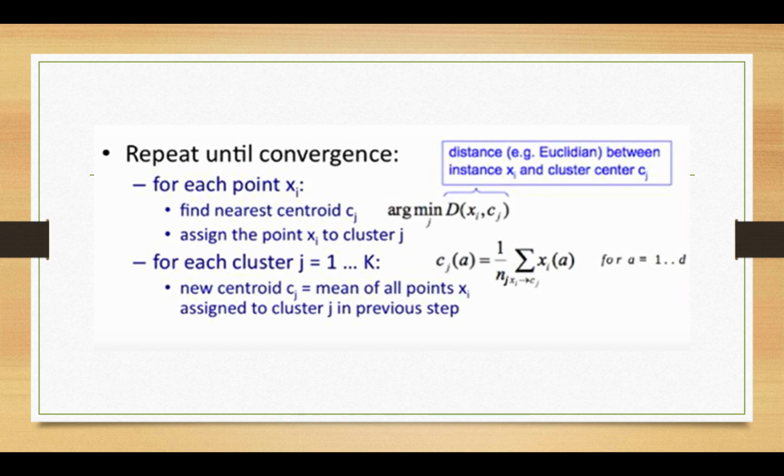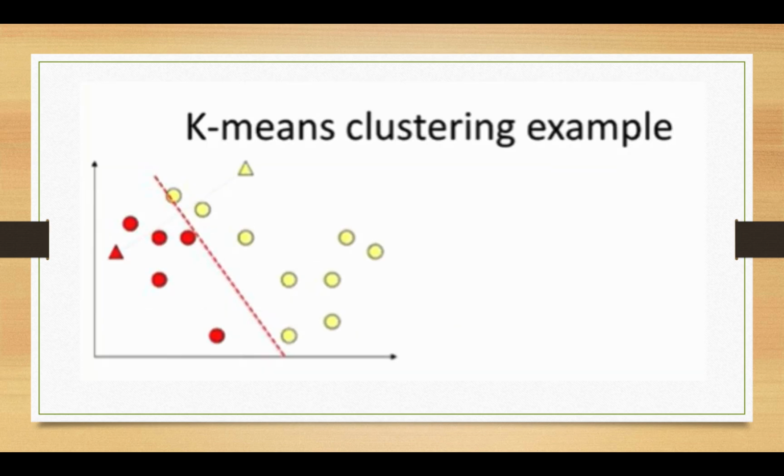The next step is that for each data point, for each white circle in the image, you find the nearest centroid. You do it with the Euclidean distance, find the nearest centroid, and assign the point to it. Here we have assigned, and you can see the red circles.